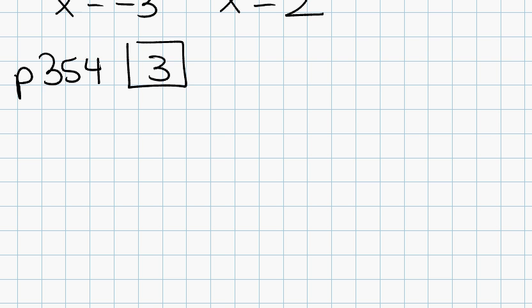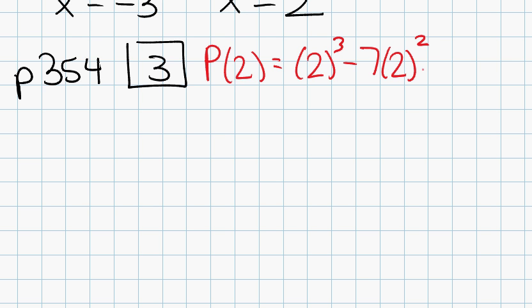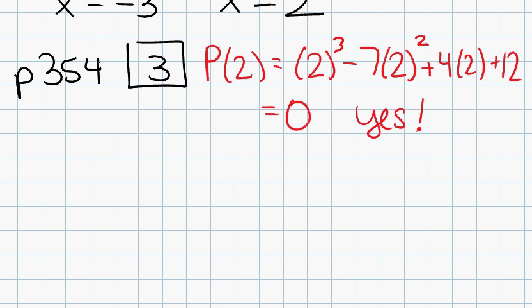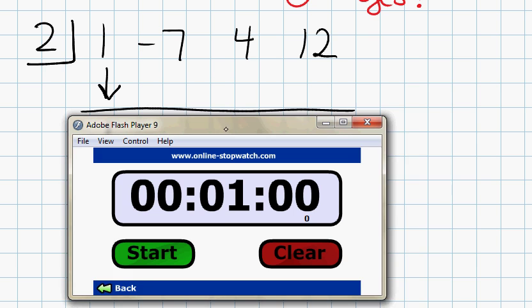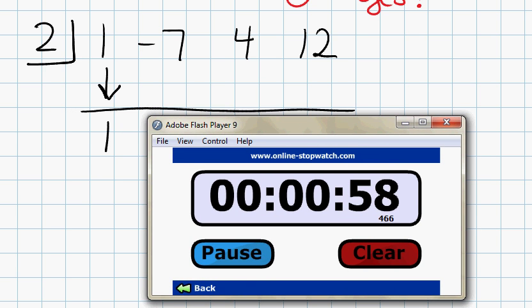So hopefully you plugged in 2. P of 2 equals 2 cubed minus 7 times 2 squared plus 4 times 2 plus 12. And that does equal 0. So yes, it is a factor. Next, you need to synthetically divide. So you put r in the box, it's 2. You write down all of the coefficients. Bring down the leading coefficient. Okay, if you haven't done so already, finish dividing that, please.